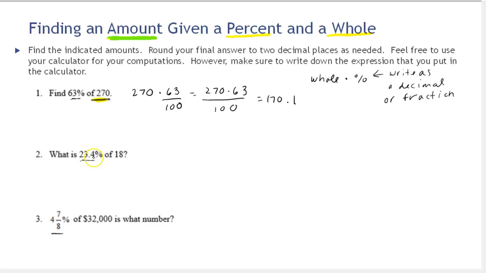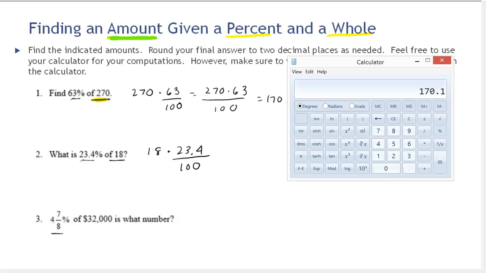What is 23.4% of 18? So again, we know this is a percent because it has a percent symbol, and we know that 18 is the whole because 18 follows the word of. So we're going to take the whole, we're going to write the percent, 23.4, as a number over 100, and now we're going to multiply. So notice here, I wrote the next step: multiply the numerators, divide by the denominator. We're going to take 18, multiply by 23.4, and divide by 100.